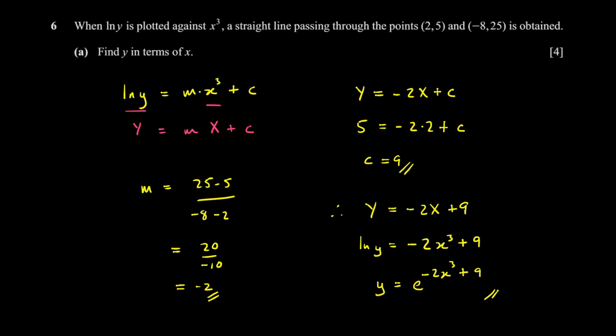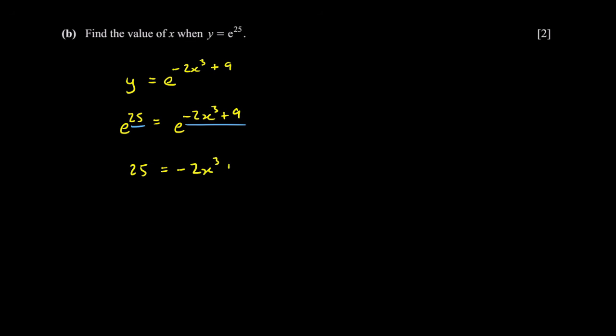Find the value of x when y is equal to e to the power of 25. Well, I think the easiest thing to do is to just substitute it in. So we had y is equal to e to the power of negative 2x cubed plus 9. If y is equal to e to the 25, then obviously the two powers must be the same. So 25 must be the same as negative 2x cubed plus 9. So 25 is equal to negative 2x cubed plus 9.